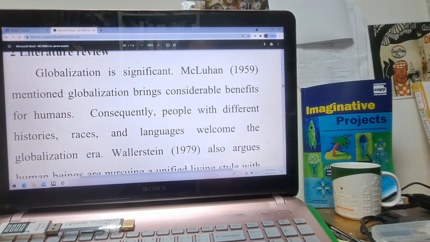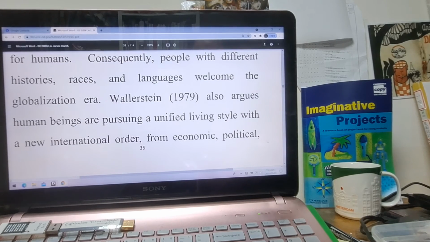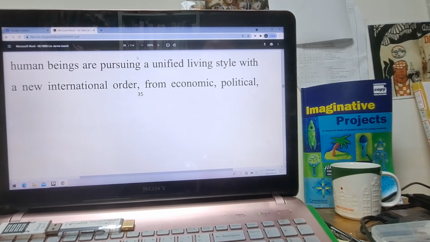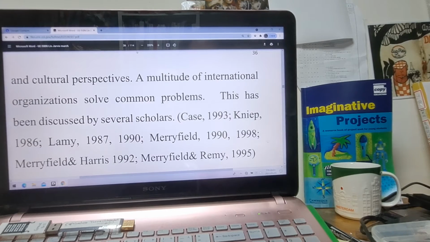Globalization is significant. McLuhan mentioned globalization brings considerable benefits for humans. Consequently, people with different histories, races, and languages welcome the globalization era. Wallerstein also argues human beings are pursuing a unifying living style with a new international order from economic, political, and cultural perspectives. A multitude of international organizations solve common problems. This has been discussed by several scholars.